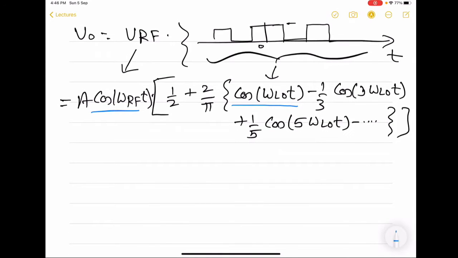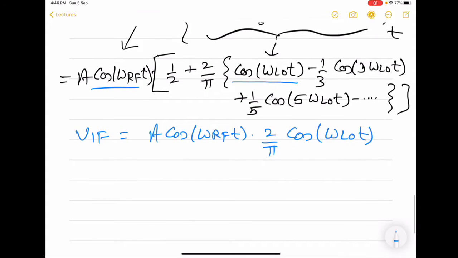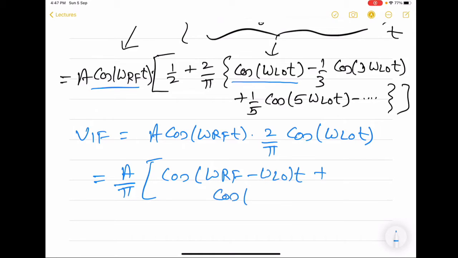So what we will get as VIF now is A cos omega RF T into 2 by pi cos omega LO T. So when expanded, this will become A by pi cos (omega RF minus omega LO) T plus cos (omega RF plus omega LO) T.